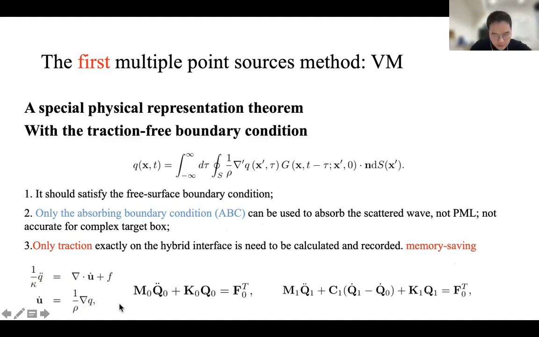We can see from here, FT is the traction term in these simulations. And if there is some local target model inside the box, the waveform Q0 will change to Q1 because of the local heterogeneities, but the traction is the same because we think the structure outside the box is not changed, but the waveform inside will be changed because of the local model.